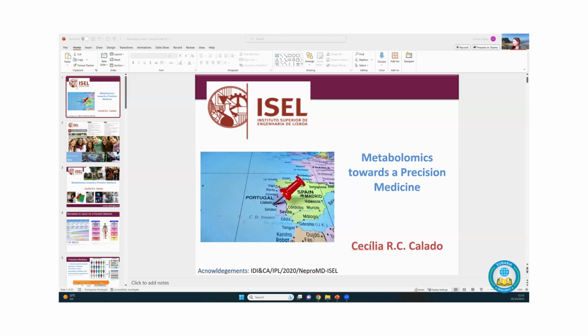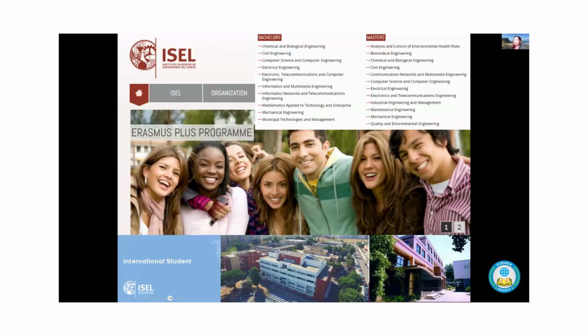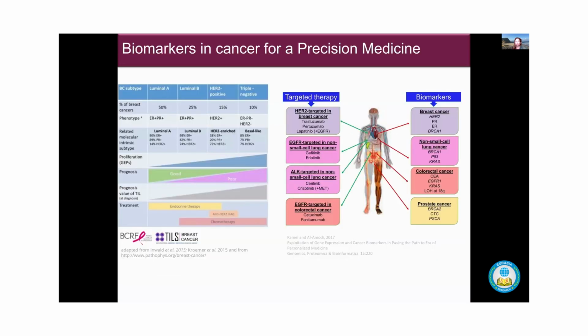So I'm from Lisbon, Portugal. I'm from a school of engineering. Actually, I'm the coordinator of the biomedical engineering master's degree. So you are all invited if you want to come and visit us, for instance, through an international agreement between both schools. Today I'm bringing a theme that is how to discover biomarkers for disease diagnosis, for instance, based on metabolomics, and why this is so important.